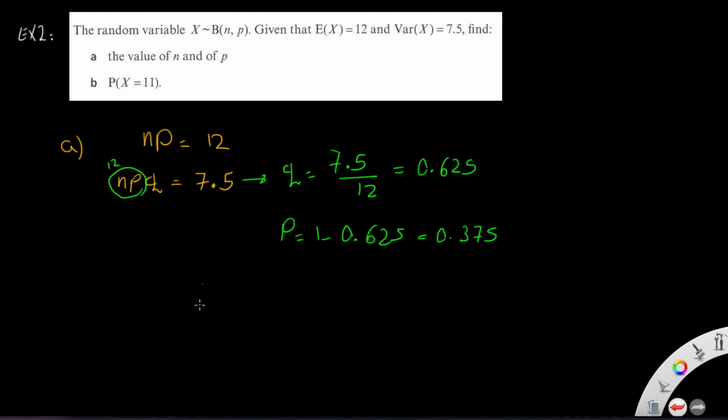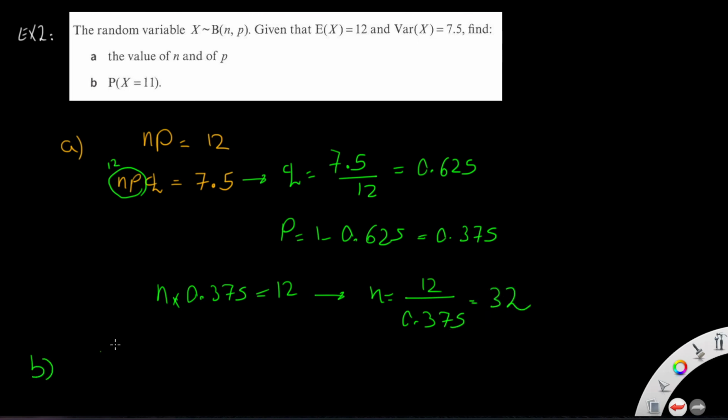Then replace in one of the equations. For example, we know that np, n times 0.375, is 12. Then n will be 12 divided by 0.375, which is 32.